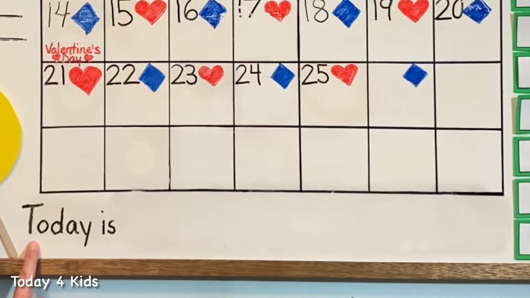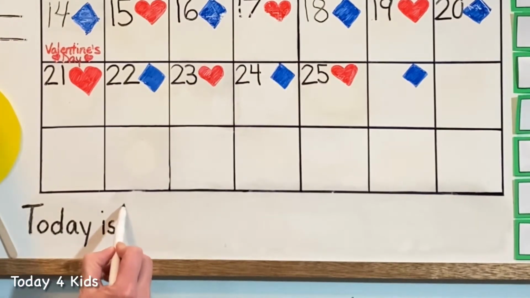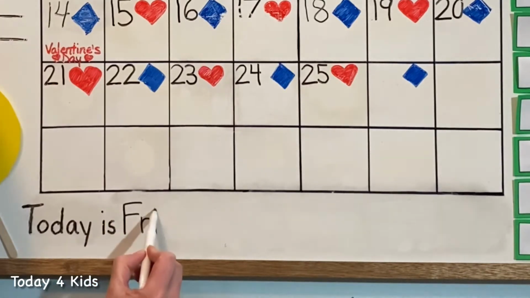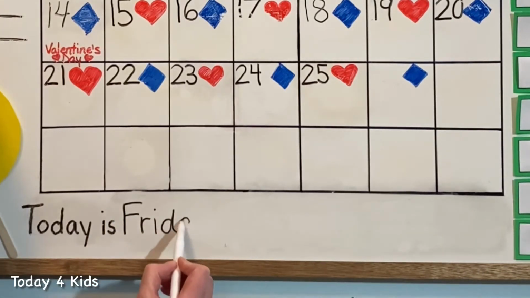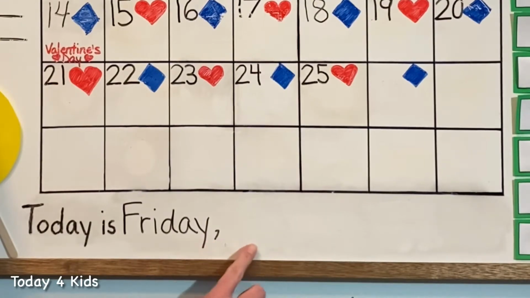And today has a capital T because it's the first word in our sentence, and we always capitalize the first word in our sentence. Today is Friday. So we will put a capital F because it's the name of the day, F, R-I-D-A-Y, and then a comma. And this comma reminds us to pause before we say the next word.